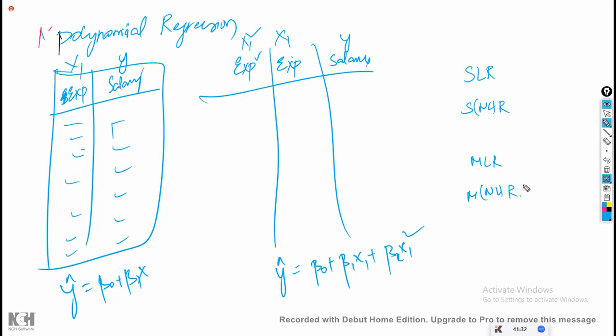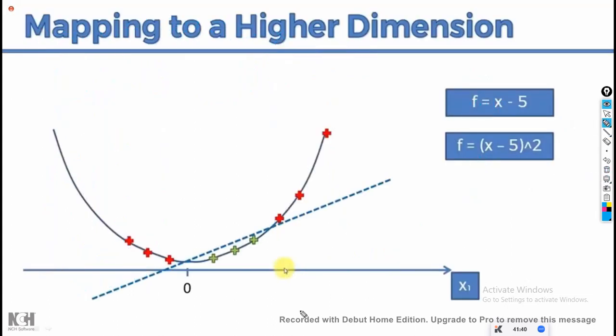What is the difference between multiple and single? Only the number of input columns will be increased. That's it. Remaining everything is the same. Is your question clear? Non-linear regression is not only applied on a single variable. It can be applied on multiple variables also. In our case, we applied polynomial regression on TV, radio, newspaper completely, on three variables, not only on a single variable.